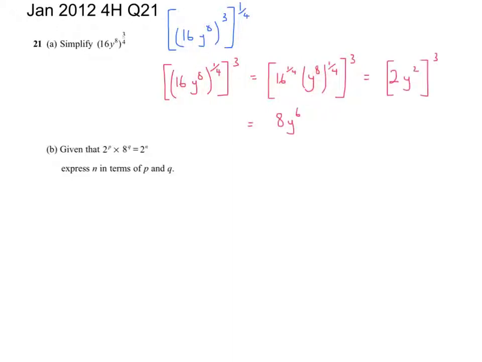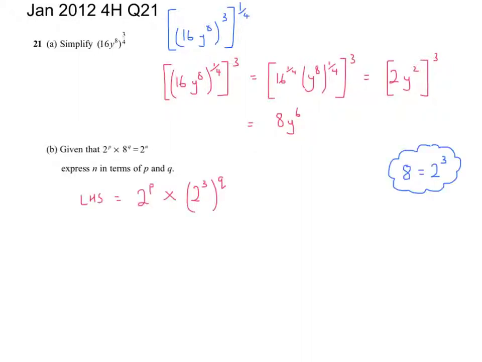And working through that, 16 to the power of 1/4 is 2, y^8 all to the power of 1/4 is y squared, and we've got all of that cubed, which gives 2 cubed is 8, and y squared cubed is y to the 2 times 3, which is y^6. So the answer is 8y^6.